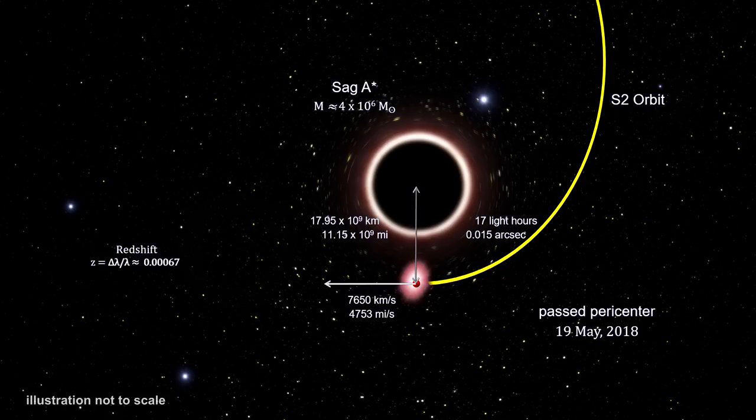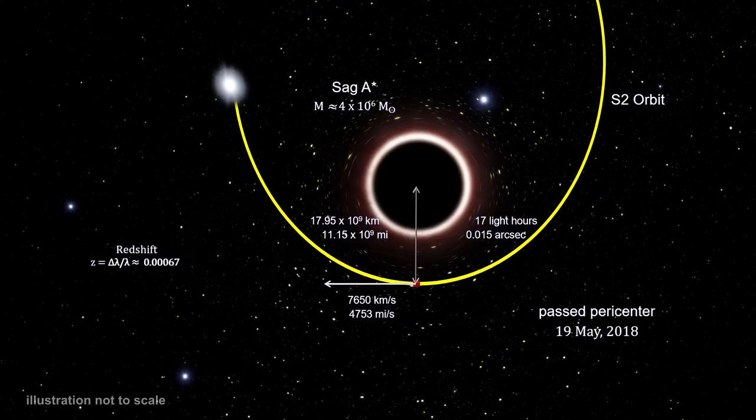The color change in this illustration is exaggerated for effect. The actual reddening is quite small and would not be visible to the naked eye. S2's velocity changes close to the black hole were in excellent agreement with the predictions of general relativity. In addition, the change in the light wavelength agreed precisely with what Einstein's theory predicted.